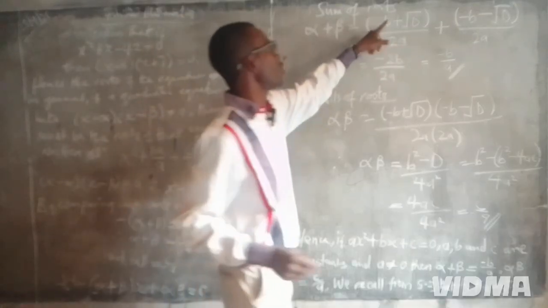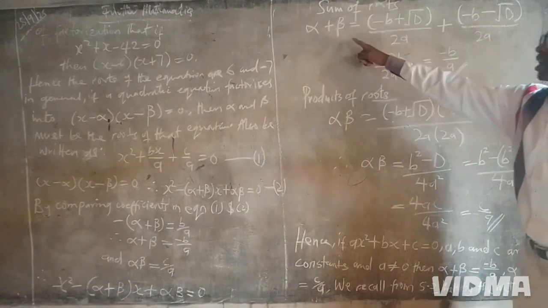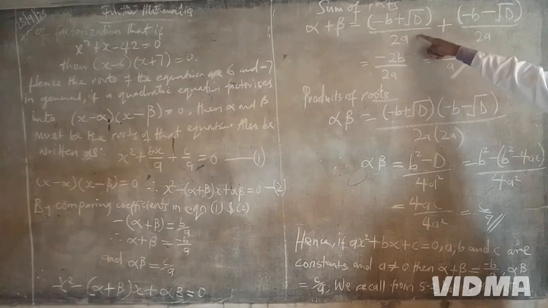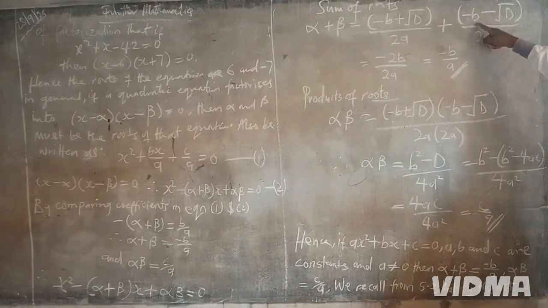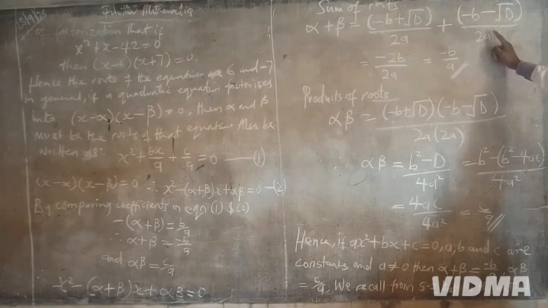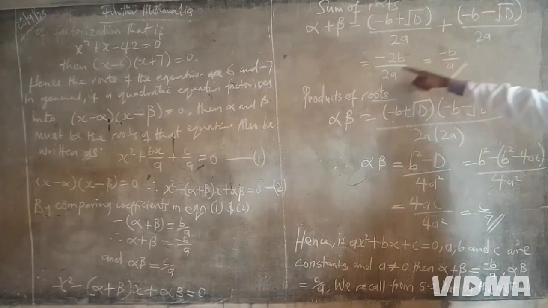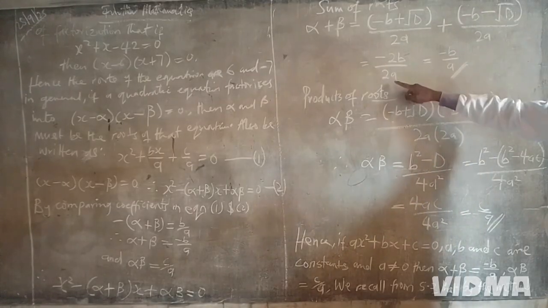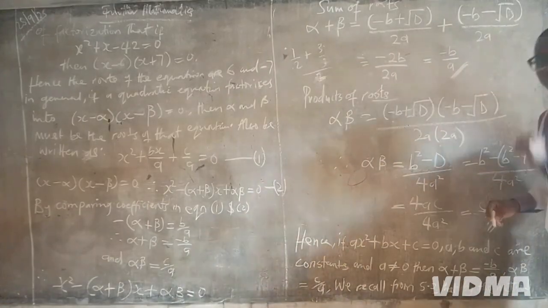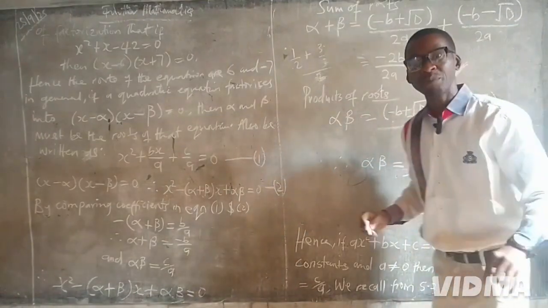So our sum of roots is now alpha plus beta, which is equal to minus b plus square root of D all over 2a, plus minus b minus square root of D all over 2a. At the end of the day, after calculating this, we got minus 2b over 2a. Now you want to find out how to use the same method for the product. We have done the sum. Now we do the product. Product simply means we multiply them by each other.